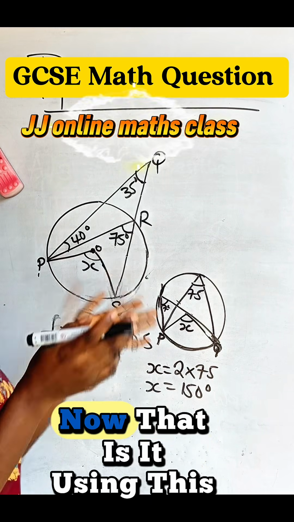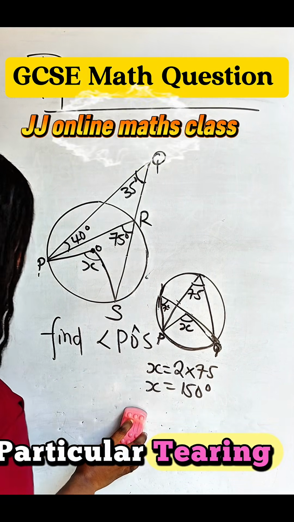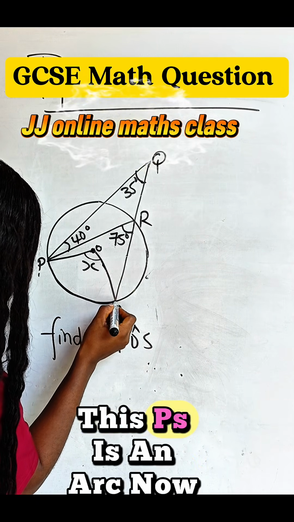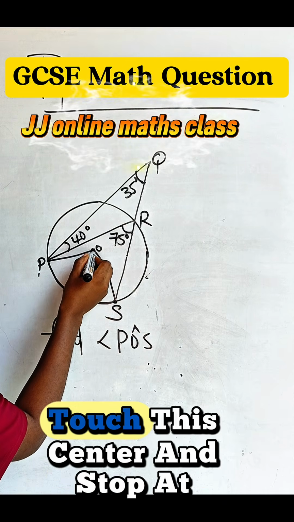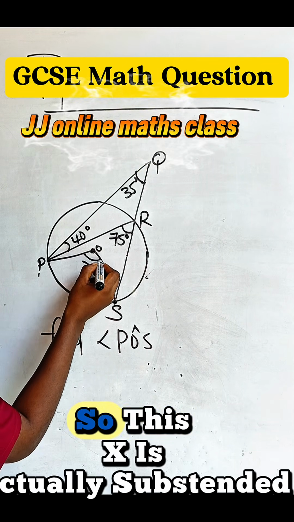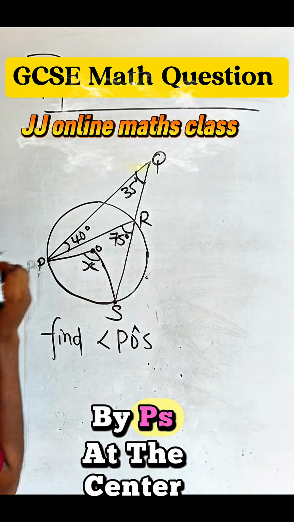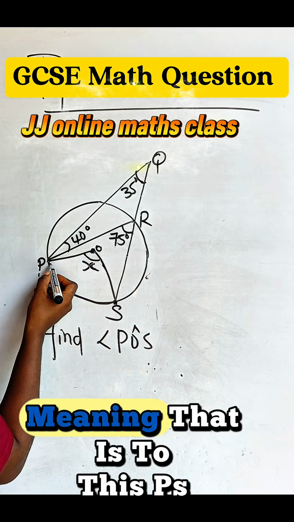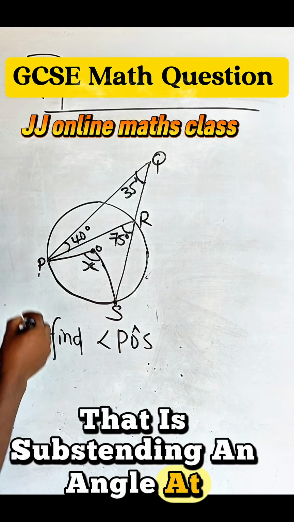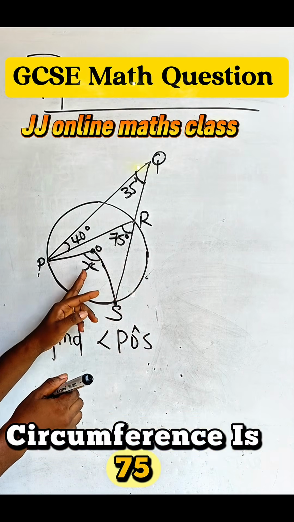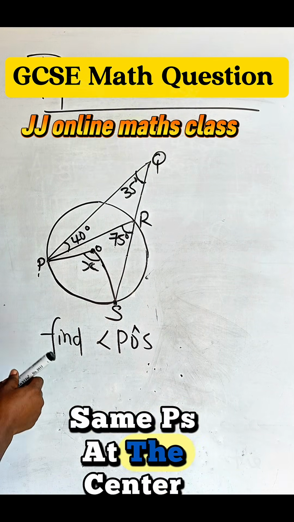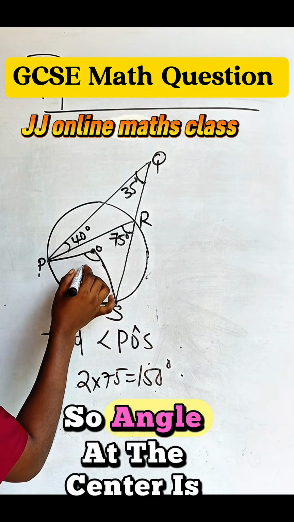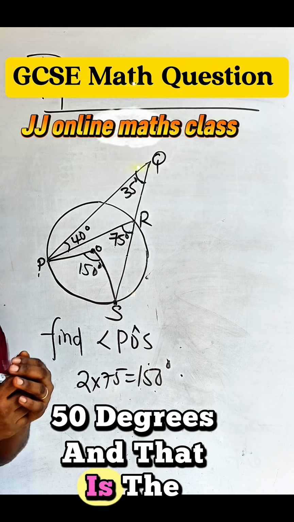All right, now that is it. Using this particular theorem, you can see that this PS is an arc. You start from here, touch the center, and stop at S. So this X is actually subtended by PS at the center. And we also start from P, draw to the circumference, and drop at S, meaning that it's still this PS that is subtending an angle at the circumference. So if the angle at the circumference is 75, then the angle subtended by the same PS at the center should be 2 times 75, which is 150 degrees. So the angle at the center is 150 degrees, and that is the answer to the question.